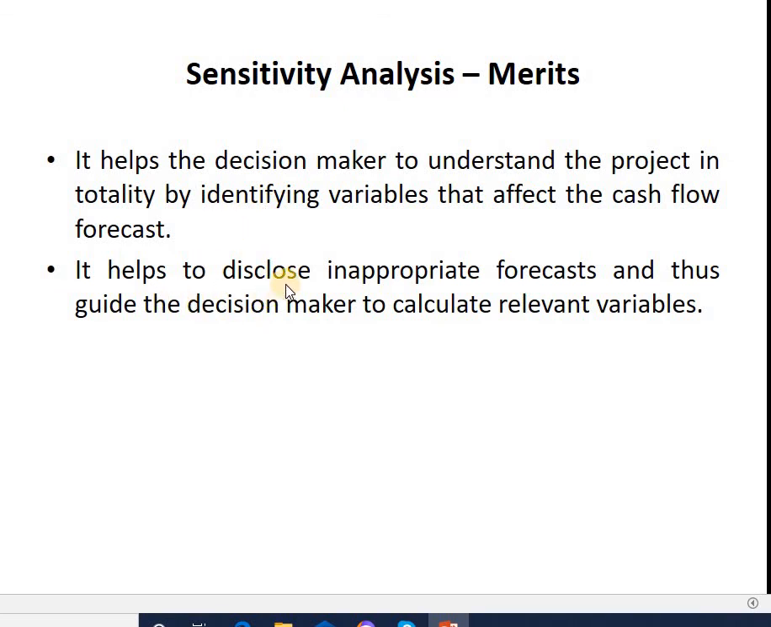It helps to disclose inappropriate forecasts and thus guides the decision maker to calculate relevant variables. If we forecast the future with our eyes closed, it will not be appropriate. It helps the investor to open up and remove the inappropriate forecast, and it guides the decision maker to calculate relevant variables, not taking all irrelevant variables, only the relevant variables which have an impact on NPV. Only those variables are considered, and this helps the decision maker to make a good forecast.